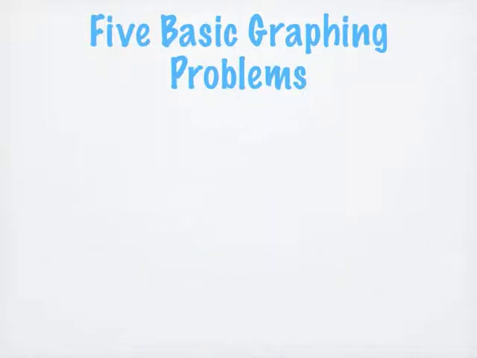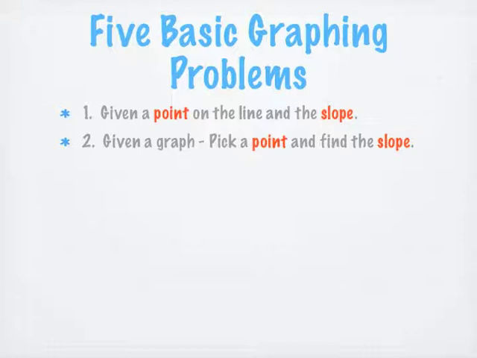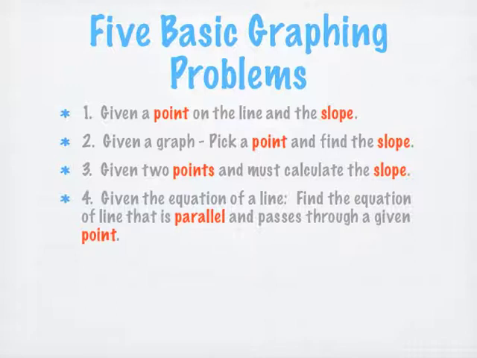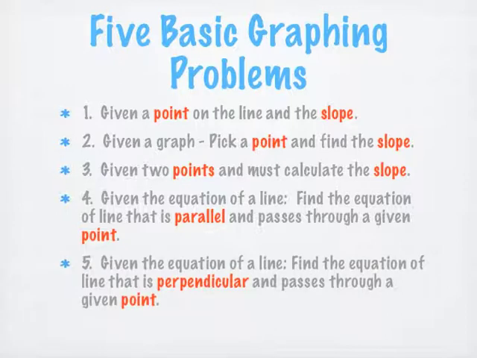So we have 5 basic linear equation problems. First is given a point on the line and the slope, find me the linear equation of that line. Secondly, given a graph, pick a point and find the slope. Third, given 2 points, you have to calculate the slope. Fourth, given the equation of a line, find the equation of a line that is both parallel and passes through a given different point. And finally, similar to number 4, find the equation of a line that is perpendicular and passes through a given point.